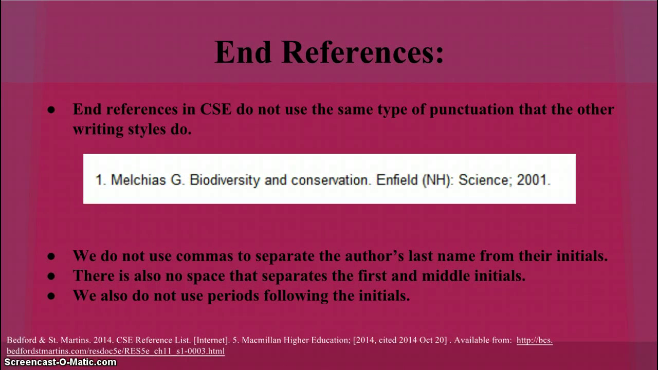End references in CSE do not use the same punctuation that the other writing styles use. Notice that there is no comma between the author's last name and first initial. Also note that only the first letter of the title is capitalized. This rule applies to all titles except when proper nouns or abbreviations are present.